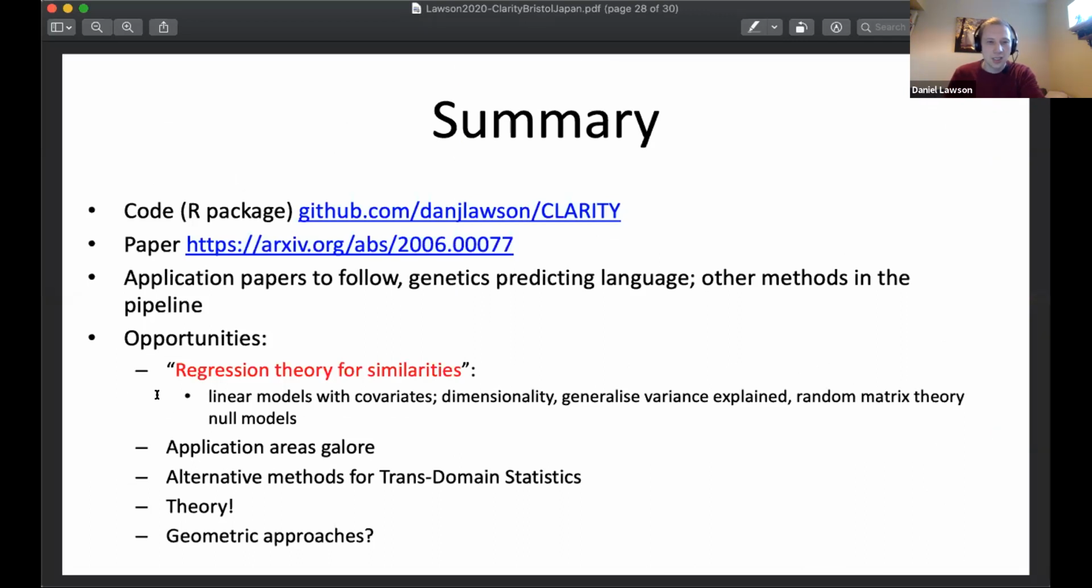I'd just like to highlight some opportunities. So I've been talking about explaining one data set from another. That means that we're kind of using the language of regression, and I'd like to get to the point where similarities can be used in an actual model as well, in the same way that regular random variables are for regression. There's loads of application areas. There's loads of different methodologies that achieve the same sort of goal. The theory really needs some fleshing out, and I think that there's potential for geometric approaches to this as well. Okay, so that's me done.